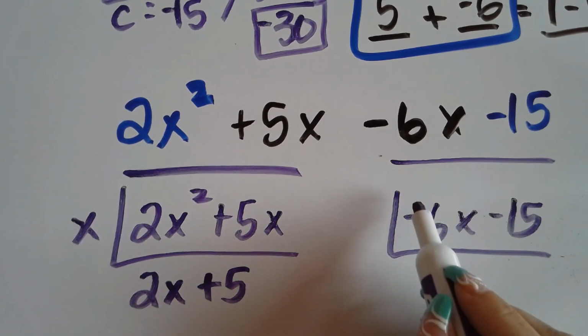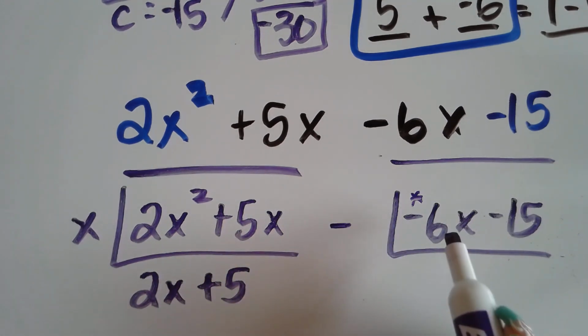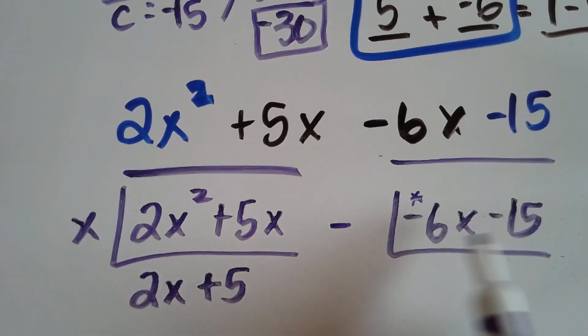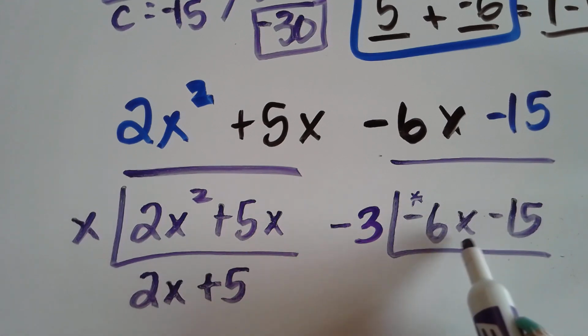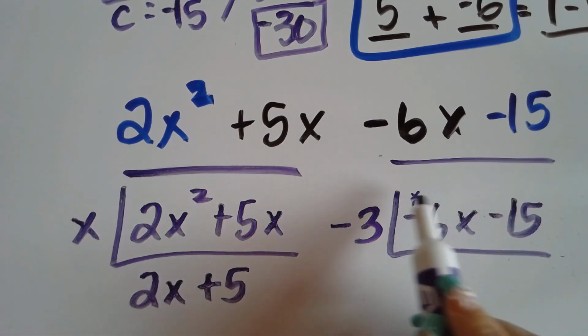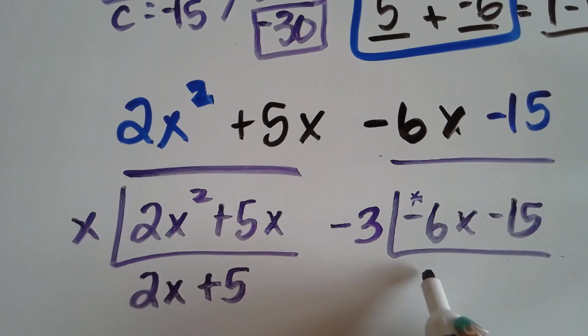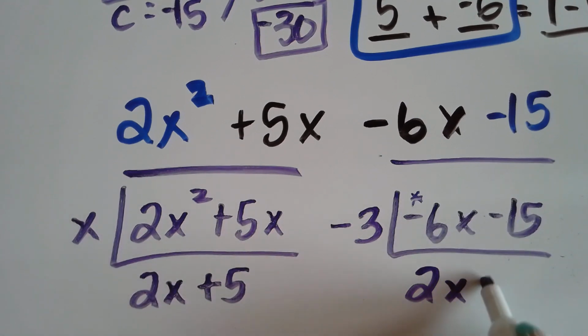Okay? For this one, I see that I have a negative right here, so I know I'm going to want to pull out a negative something. Okay? Are there any numbers that can go into 6 and 15? 3, okay? This one has an x, this one does not, so we're not pulling any x's out. So negative 6x divided by negative 3 is a positive 2x, and negative 15 divided by negative 3 is going to be a positive 5, okay?